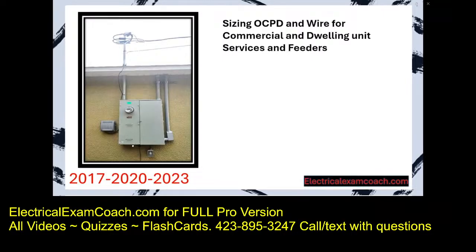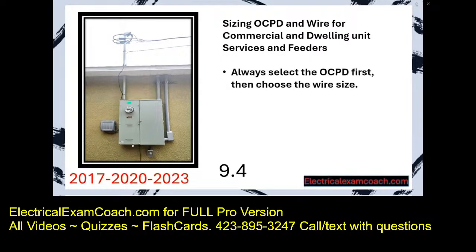I am the Electrical Code Coach from electricalexamcoach.com, and this is lesson 9.4 in our video series. And in this lesson, we're going to be sizing the overcurrent protective devices and wire for commercial and dwelling unit services and feeders. We're actually going to start with commercial because it's easier, believe it or not. Always remember that we're going to select our overcurrent protective device first, and then choose our wire size. Also, the overcurrent protective device size is the size of the service.